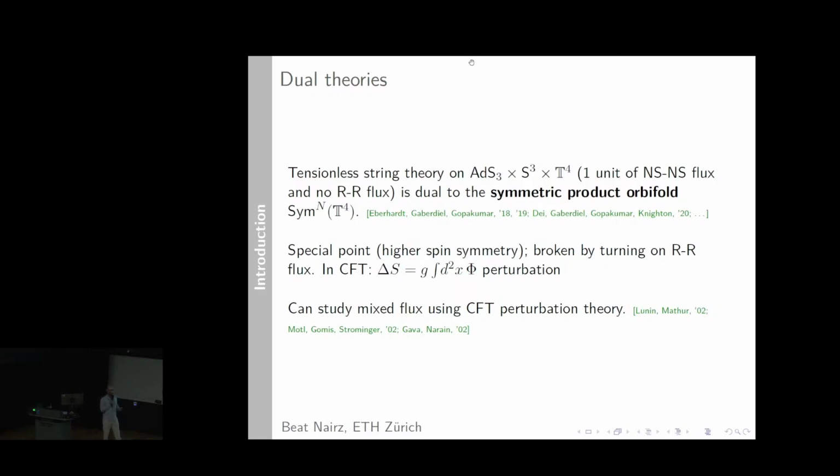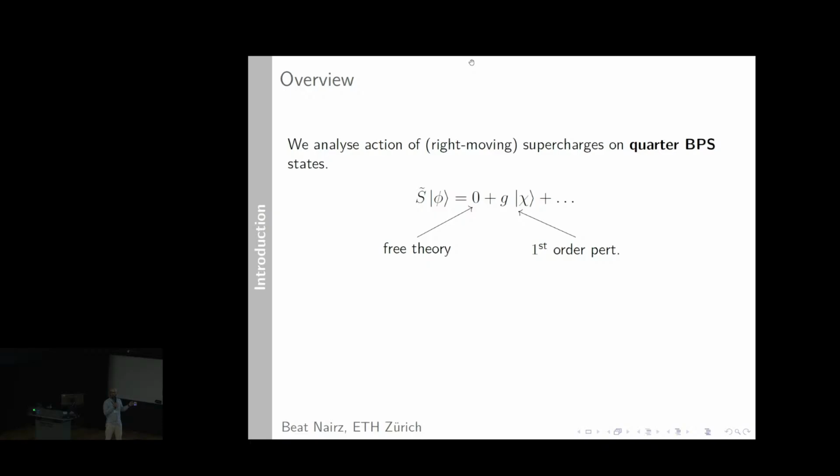To understand the more general case, and also maybe the CFT in its own right, as we heard in the morning, this might be of some interest. Okay, concretely what we want to do is understand how the algebra in this deformed theory looks. And so we look at right-moving supercharges Q and Q tilde and how they act on quarter BPS states in this theory. These are characterized by being annihilated in the free theory. As soon as you turn on the coupling, there can be transitions, and in particular, these have anomalous dimensions.